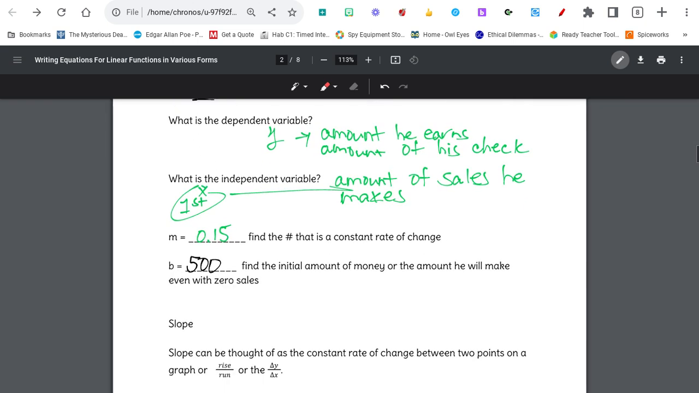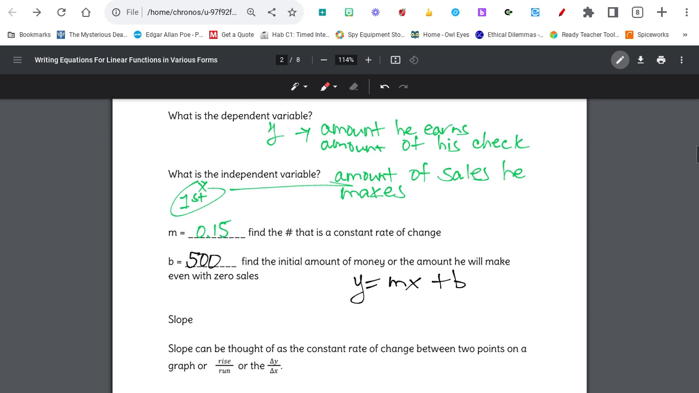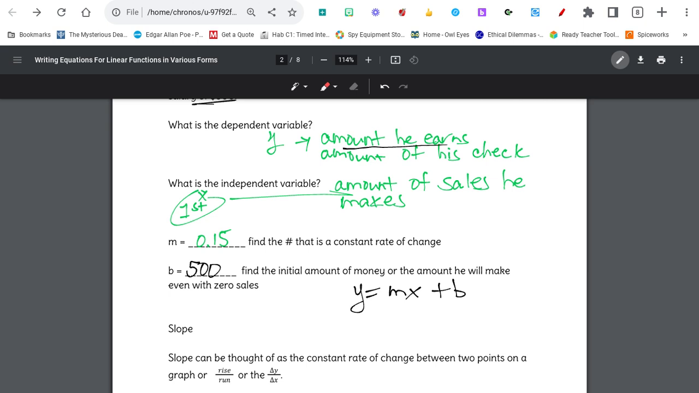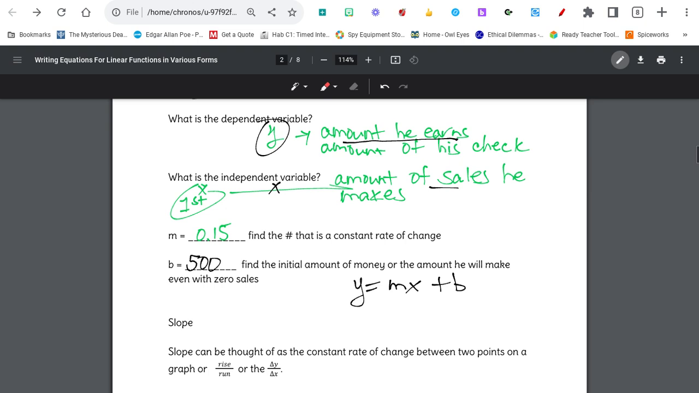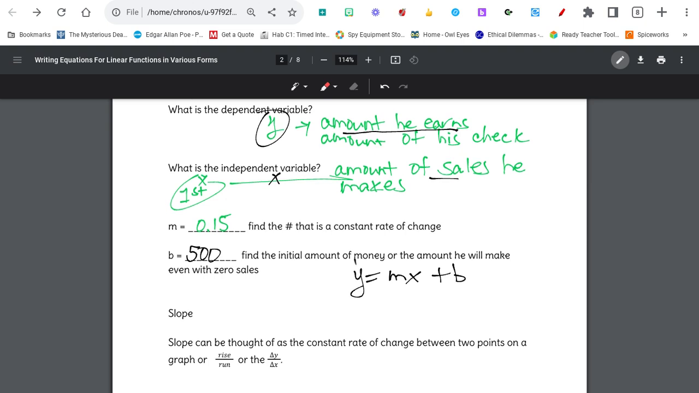So when I get ready to write my equation in what we call slope-intercept form, this is slope-intercept form, guys. You're going to keep your Y and keep your X, but just know that Y represents the amount he earns, and X is what he sells. Again, he has to sell something to make some money. So since he has to sell something first, it's our independent or X. The money that comes next, that's our Y, our dependent.